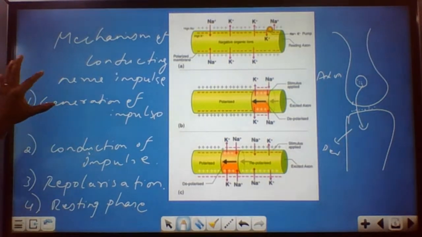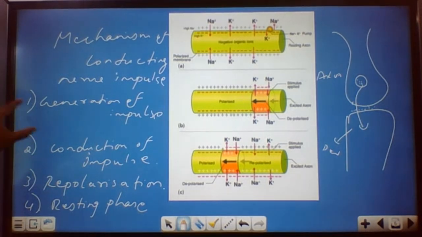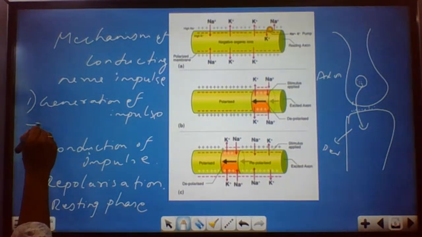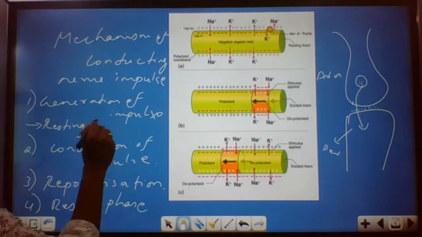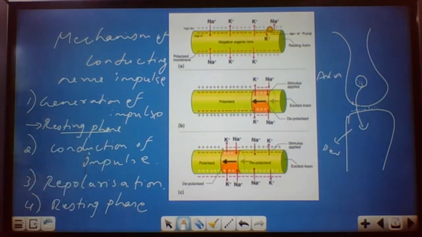As I already told you, the resting potential. The generation of impulses usually occurs when the nerves are in the resting condition, the resting phase. So what are actually the volts that you could see in the resting phase?